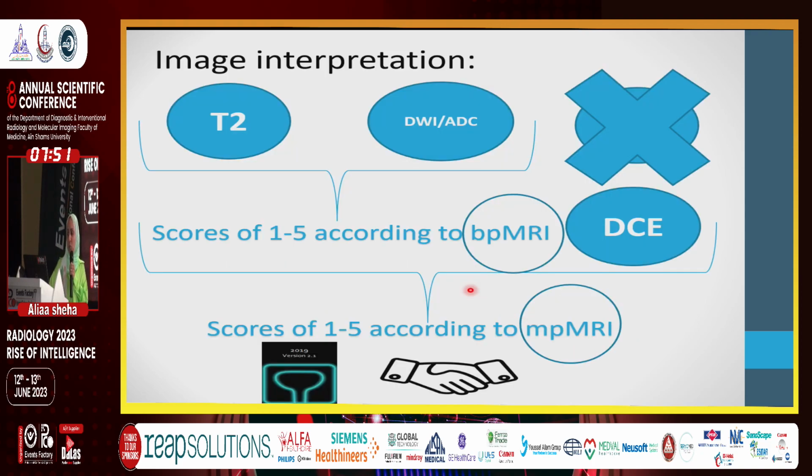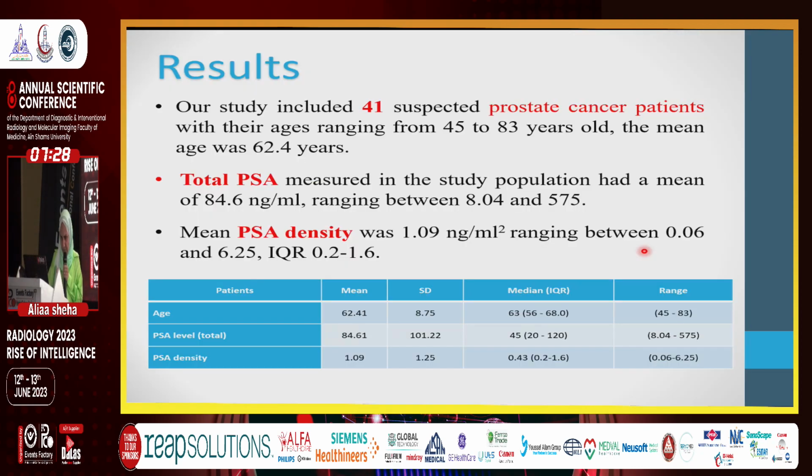Image interpretation was done by 2 radiologists in consensus, blinded to the pathology and blinded at first to the contrast-enhanced images. They scored the lesions according to T2 and diffusion, and they gave a PIRADS score. Then dynamic contrast-enhanced images were assessed, and a multiparametric score was given in consensus.